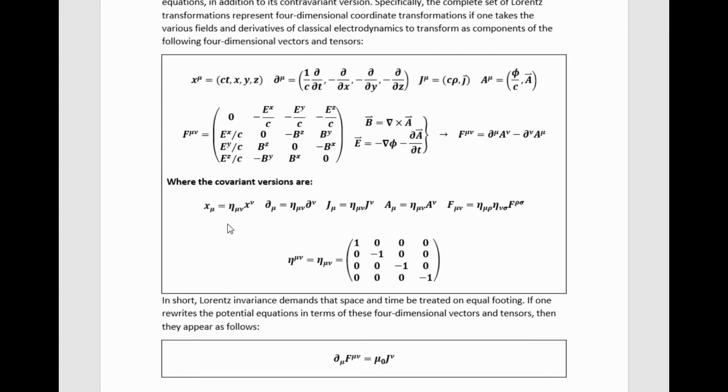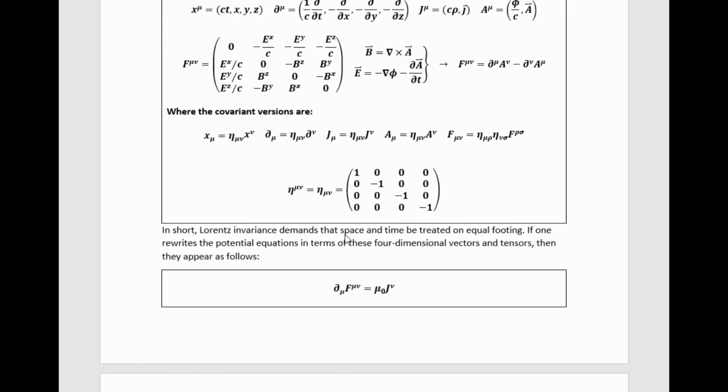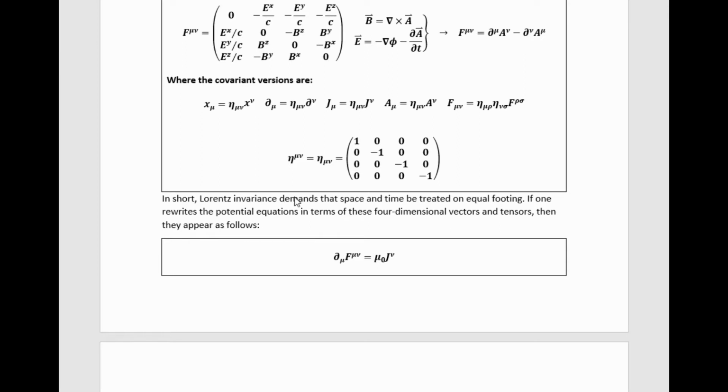We can also get the covariant version of the various contravariant vectors we've defined here by simply index juggling with this metric. It's called the Minkowski metric. In short, Lorentz invariance demands that space and time be treated on equal footing. If one rewrites the potential equations in terms of these four-dimensional vectors and tensors, then they appear like this.